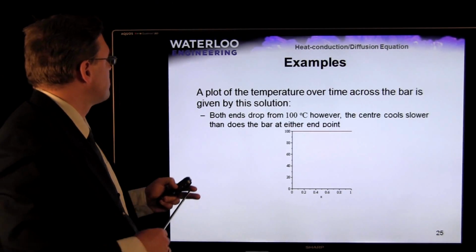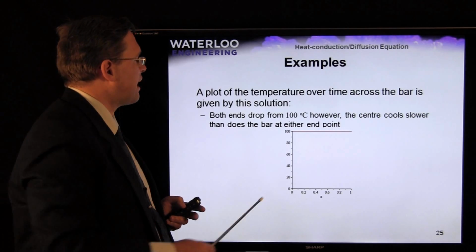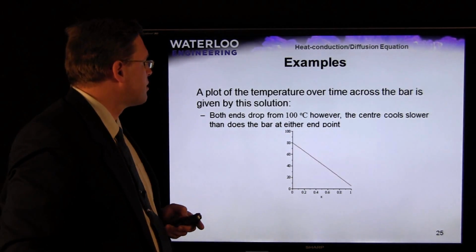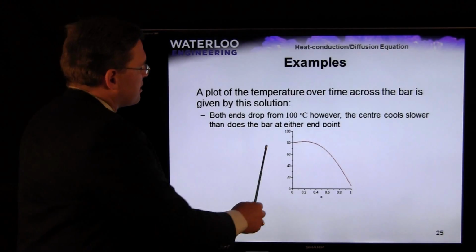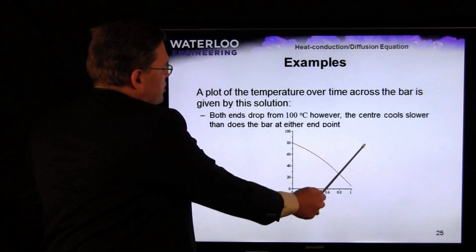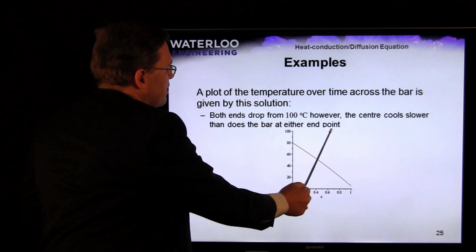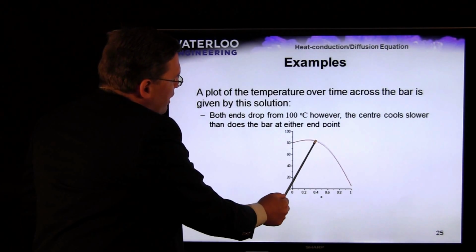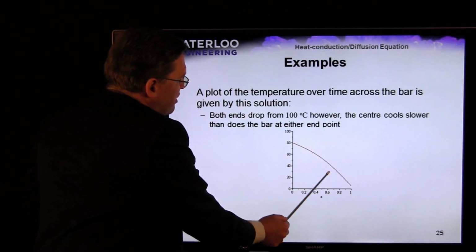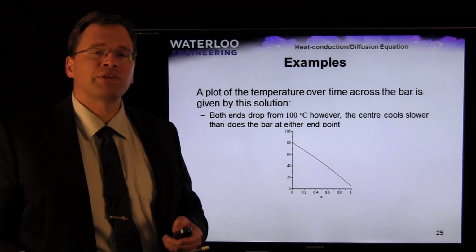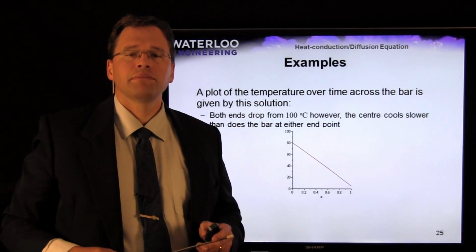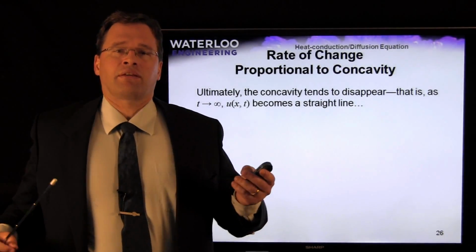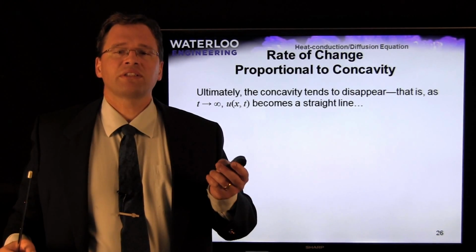So here we have the temperature initially at 100 degrees uniformly across the entire bar. So as we let the system progress, initially you get change at both ends. However, ultimately you're going to get concavity along the entire bar, and you get a very rapid change. As the concavity disappears, the rate of change decreases as well. Ultimately, the concavity is going to disappear, at least if the boundary conditions remain constant.